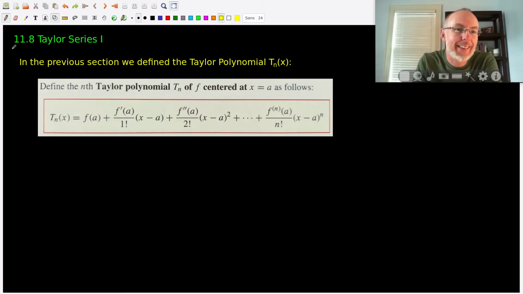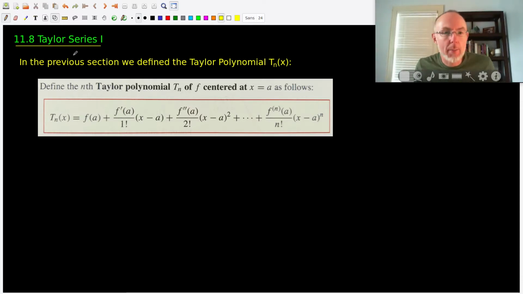We're talking today about Taylor series in section 11.8. This is the last chapter that we're going to be talking about in the text this semester. So let's do so. You see here the Taylor polynomials that we described in the previous chapter.